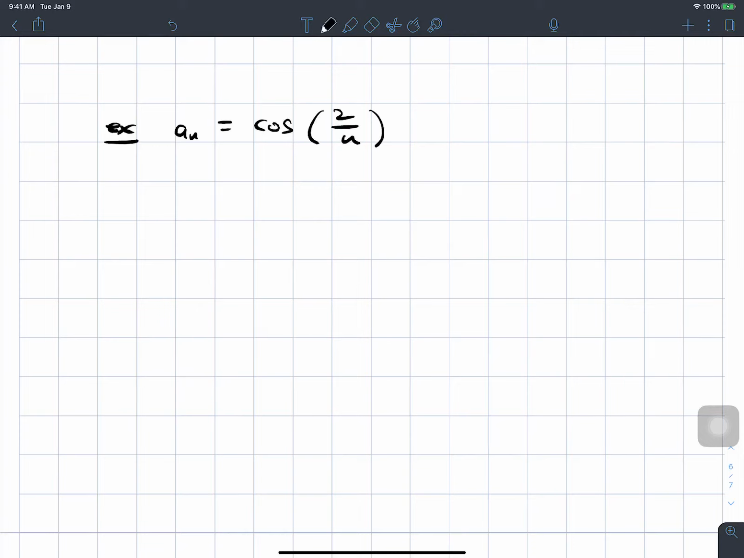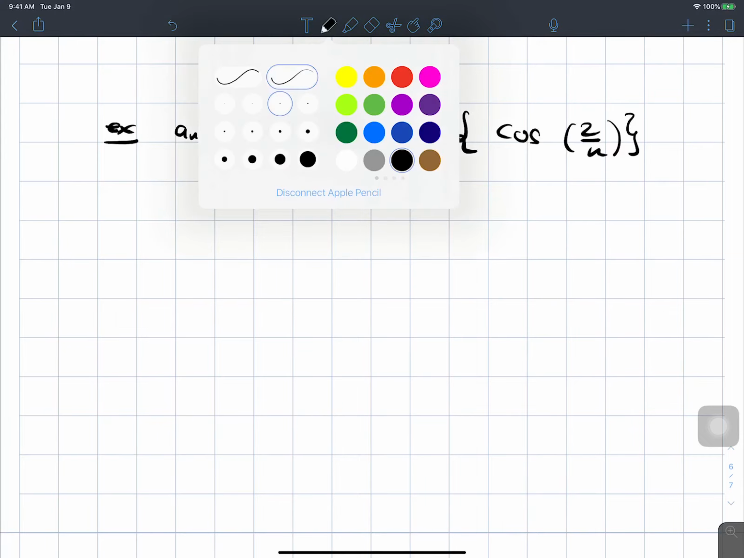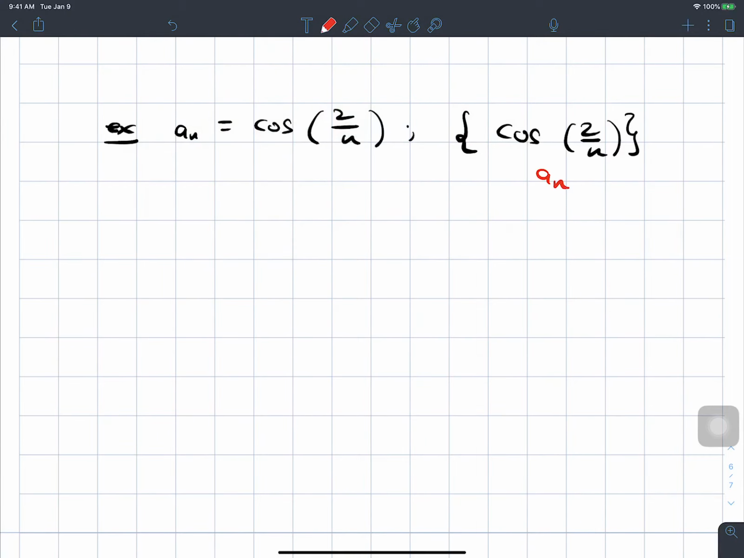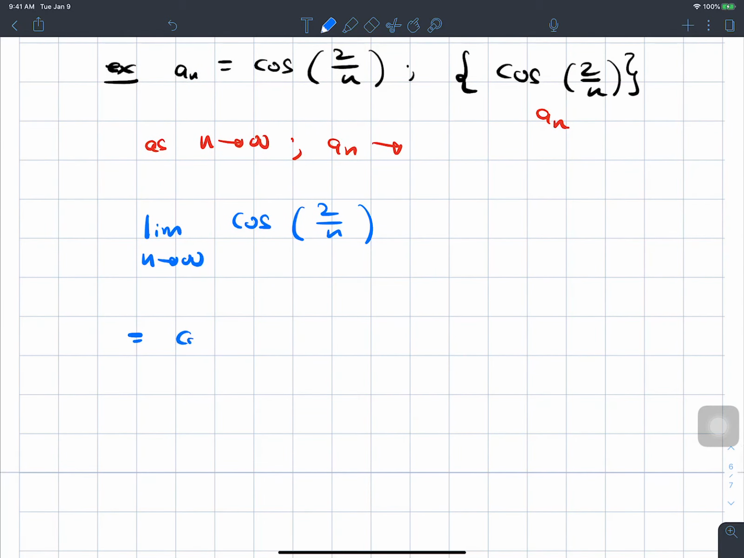Cosine 2 over n. This is the sequence. And I'll just go back and say to you, yeah, they can give you this question that looks like this and say, hey, guess what? Tell me about convergence or divergence. They want to know, as n gets big, where does an go to? In other words, take your limit of cosine 2 over n. Now, you guys remember cosine's a nice continuous function. So that means I have the cosine of the limit as n goes to infinity of 2 over n.